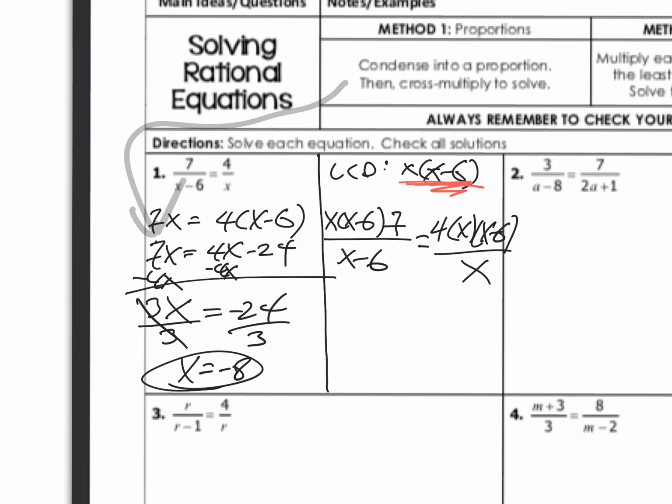Once we do that, we can do some dividing here. The x minus 6 cancels out, the x's cancel out. Divide, not cancel. As you can see, you end up getting the exact same thing as before. See that connection right there? You end up getting the same thing as cross multiplying. So it'll probably be a little bit easier for you to just cross multiply. But remember, you can only cross multiply when you have one fraction on both sides of the equal sign. Okay?